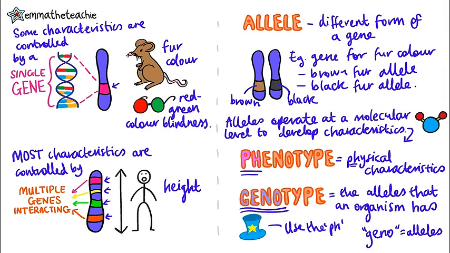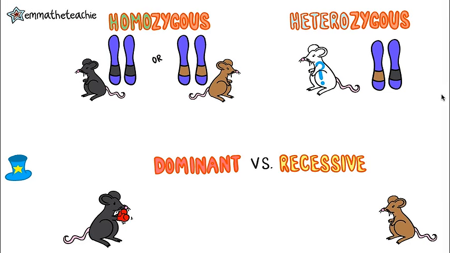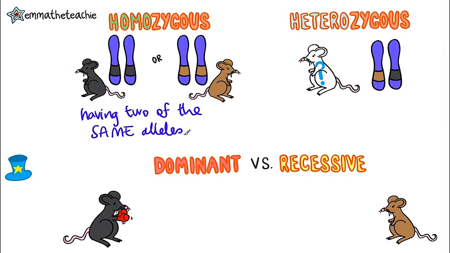Let's take a look at how alleles work. We'll look at the example of fur color in mice. Looking at these alleles and the word homozygous, can you work out what homozygous actually means? Pause, have a think, and press play when you're ready. Homozygous means having 2 of the same alleles. Here's a hint. You might have heard the word homosexual when a person is attracted to the same gender as themselves. So homo simply means same.